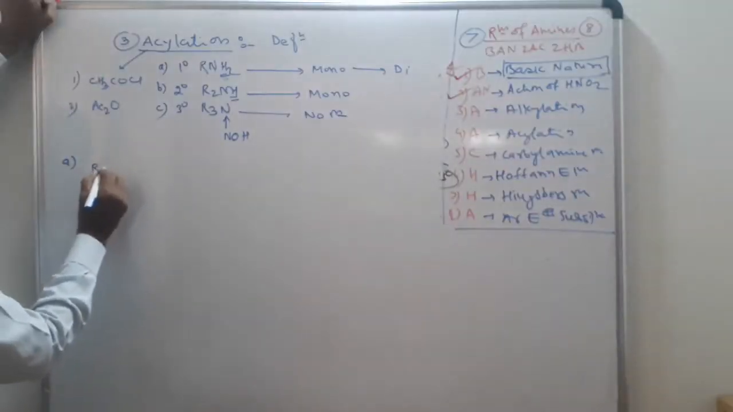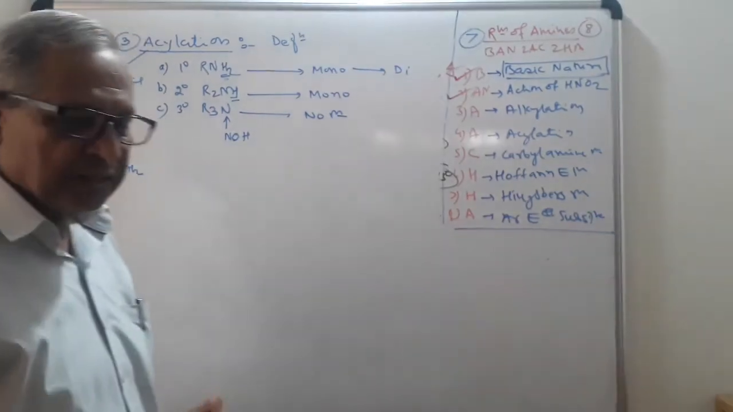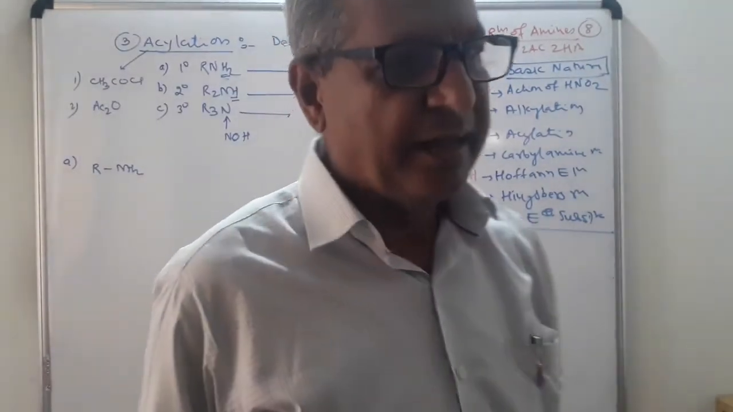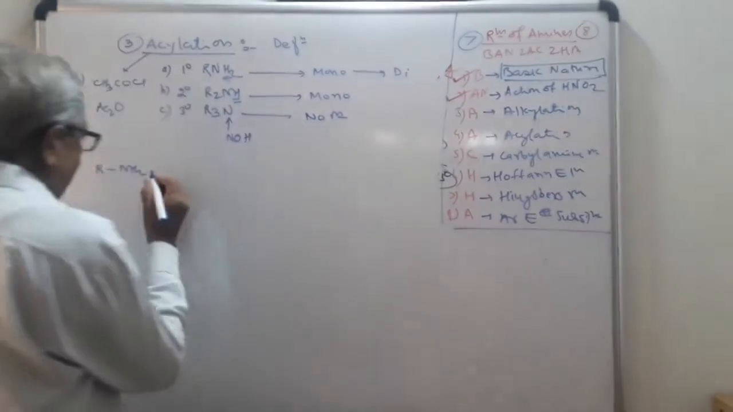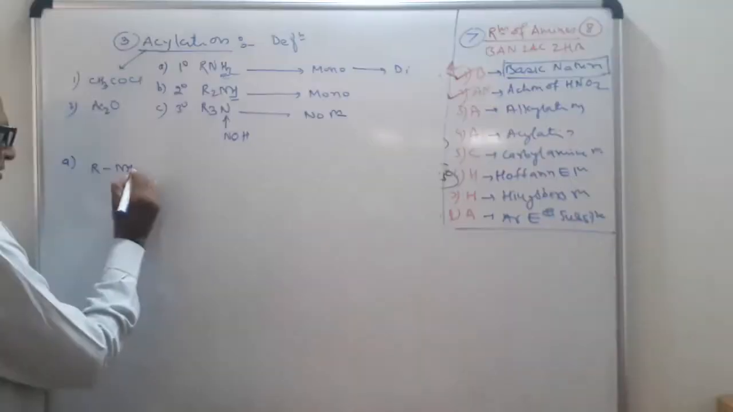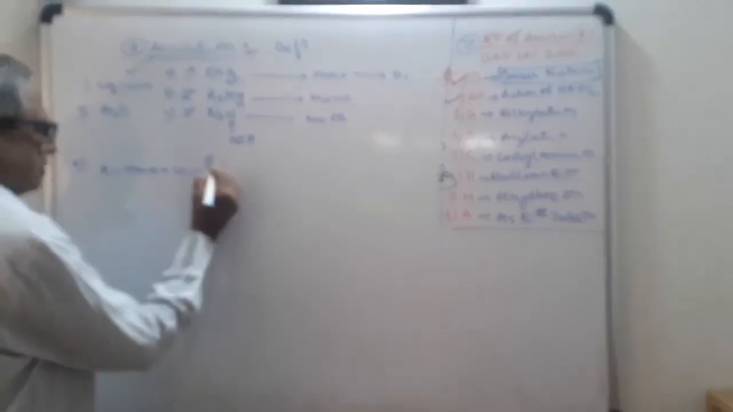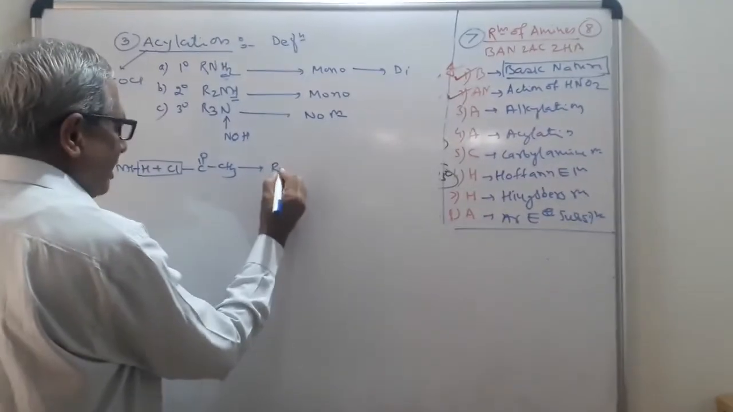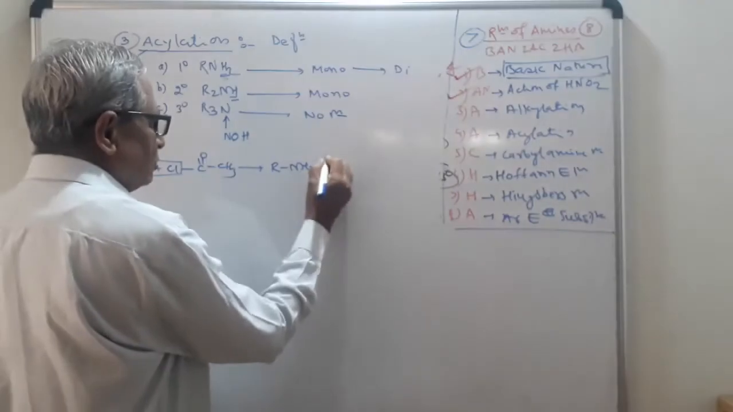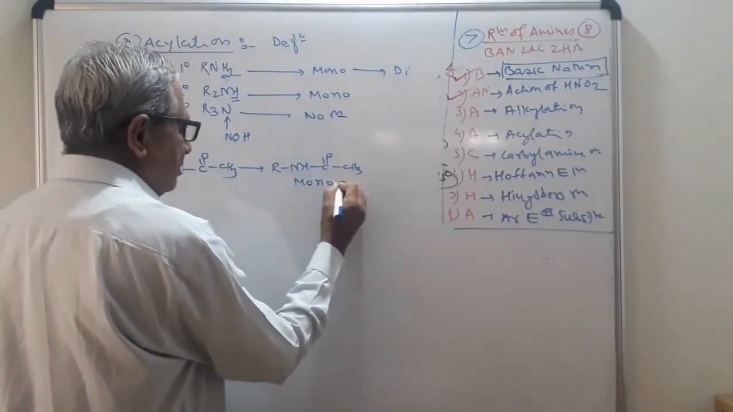A point, RNH2. You can take here a number of amines. R is equal to CH3, methylamine; C2H5, ethylamine; C6H5, aniline. So a number of examples you can select here. This NH2 group can also be written in this way, NHH. When you do the reaction with ClCOCH3, this is your first reagent, you can easily remove HCl from your acetyl chloride. So you will get here RNHCOCH3. This is the monoacetyl derivative.